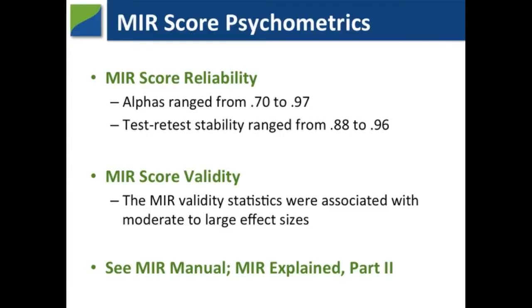Validity is a substantially more complicated issue, and we're not able to deal with it briefly here, other than to say that we did look at a variety of validity criteria, and in general, the effect sizes were in the moderate to large range. But again, for more information, you can refer to the MIR manual and also to MIR Explained Part 2.